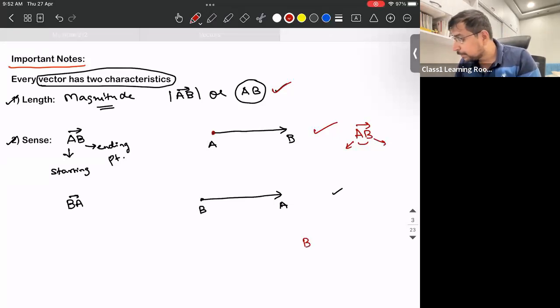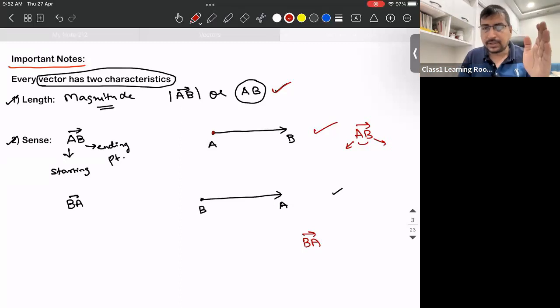Whereas if I write BA vector, though the letters I've used are the same, they don't mean the same in terms of context. Whenever you're writing a vector, you should always ensure that you write the starting point on the left and the ending point on the right, and put a vector symbol on top of it. This is a very important condition to be followed. Am I clear with this?